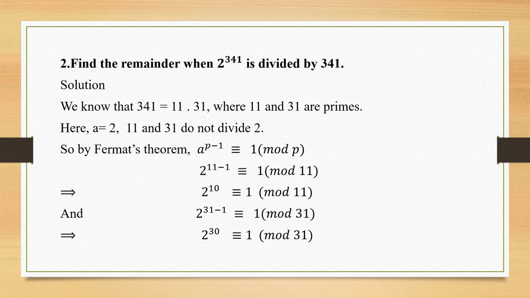We know that, let me take the modulo number, 341. How can I break it? I can write it as 11 into 31, where 11 and 31 are primes. So this is not a prime number, right? It's a product of prime numbers. So what do I do here? a is equal to 2, and 11 and 31 do not divide 2.